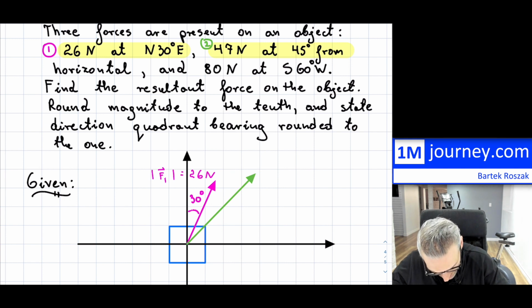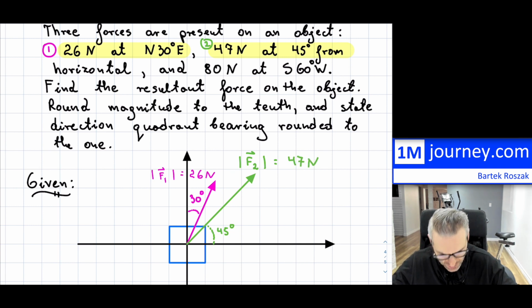Now, this is telling me that this is at an angle of 45 degrees, and the magnitude of this one is 47. So I'm going to call this F2, so that's my vector. I'm taking the magnitude of this, and that magnitude is 47 newtons. So that's what we have so far.